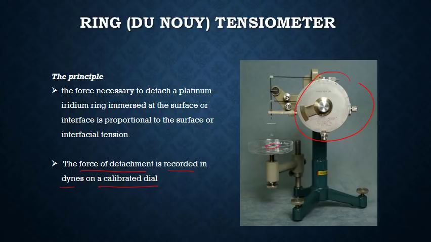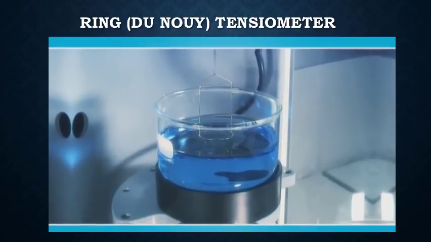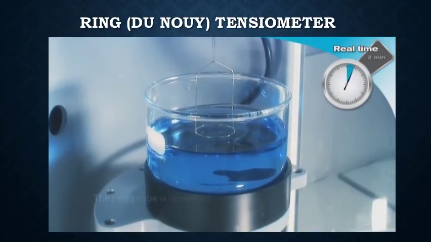Here is a ring in your liquid, and you try to increase the weight from this dial, okay. Then they will record the force needed to detach the ring from your liquid. This is what you actually perform in our FAR 221 surface phenomena experiment. Okay, here is an example that you can see.